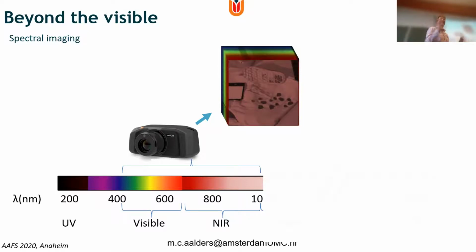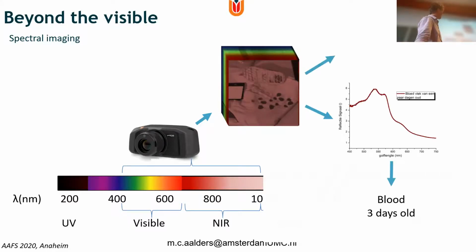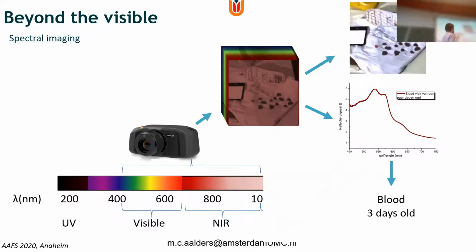So that's really within reach now for all kinds of applications, and that's why it got extended to forensics, to medicine, to art, to food safety. So here you can capture your spectral cube. You can still recreate your color image, but you can also have your spectrum at each individual pixel.